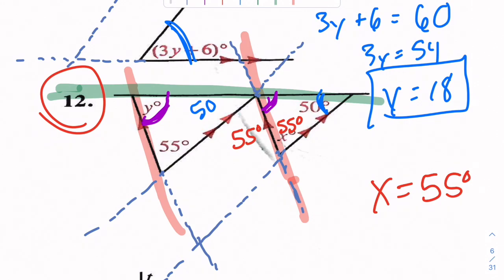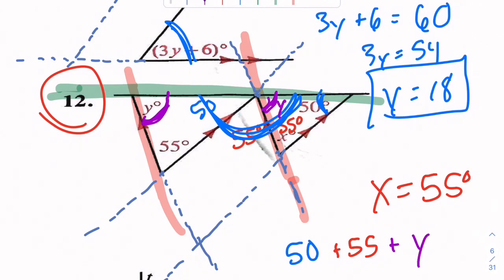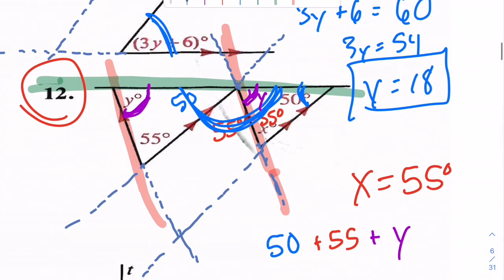And this is the hard part. This right here is a straight line. You see this? 180 degrees, all three angles. We basically have 50 plus that 55 plus, we could just call it y, right? This is also y here. All of that should equal 180.